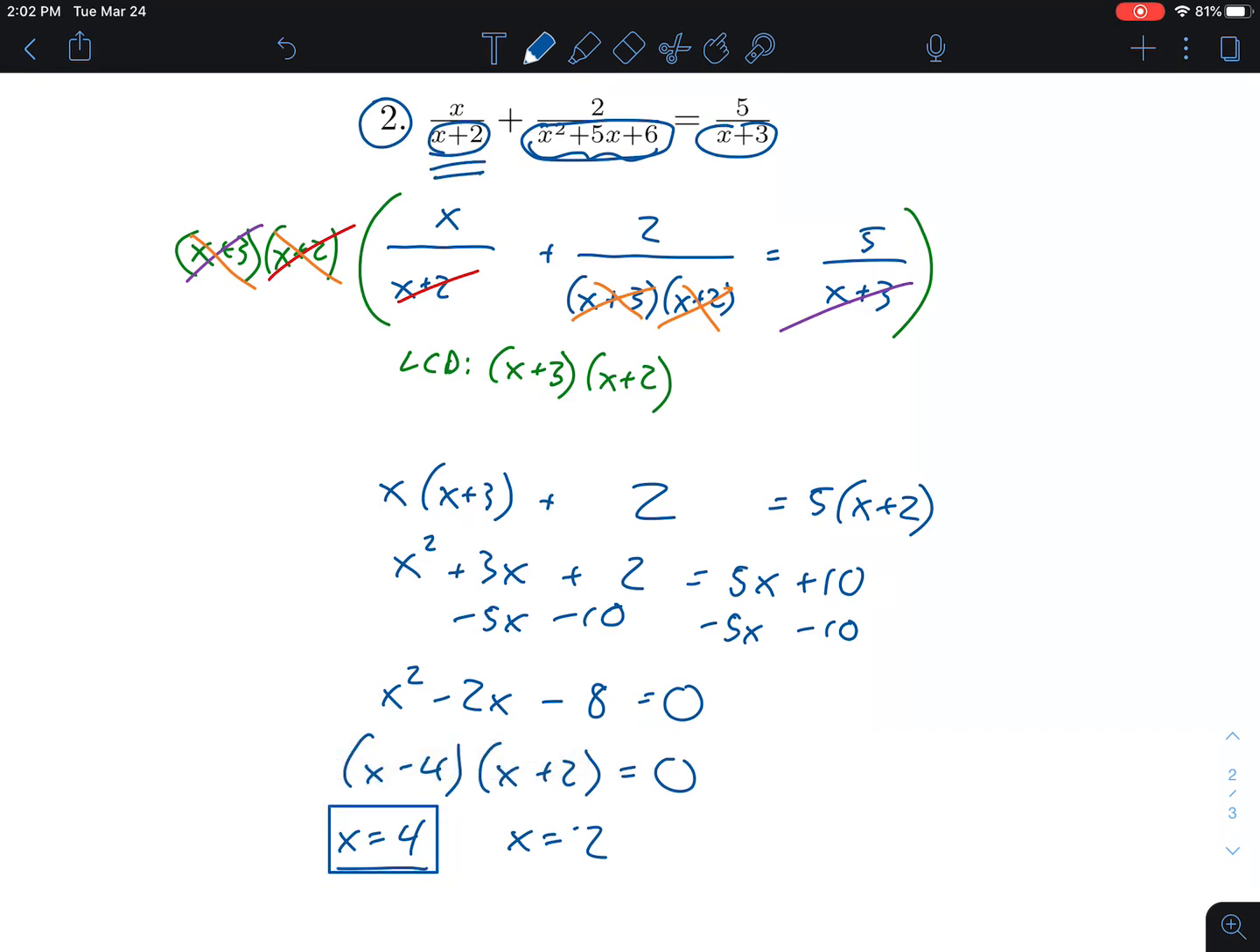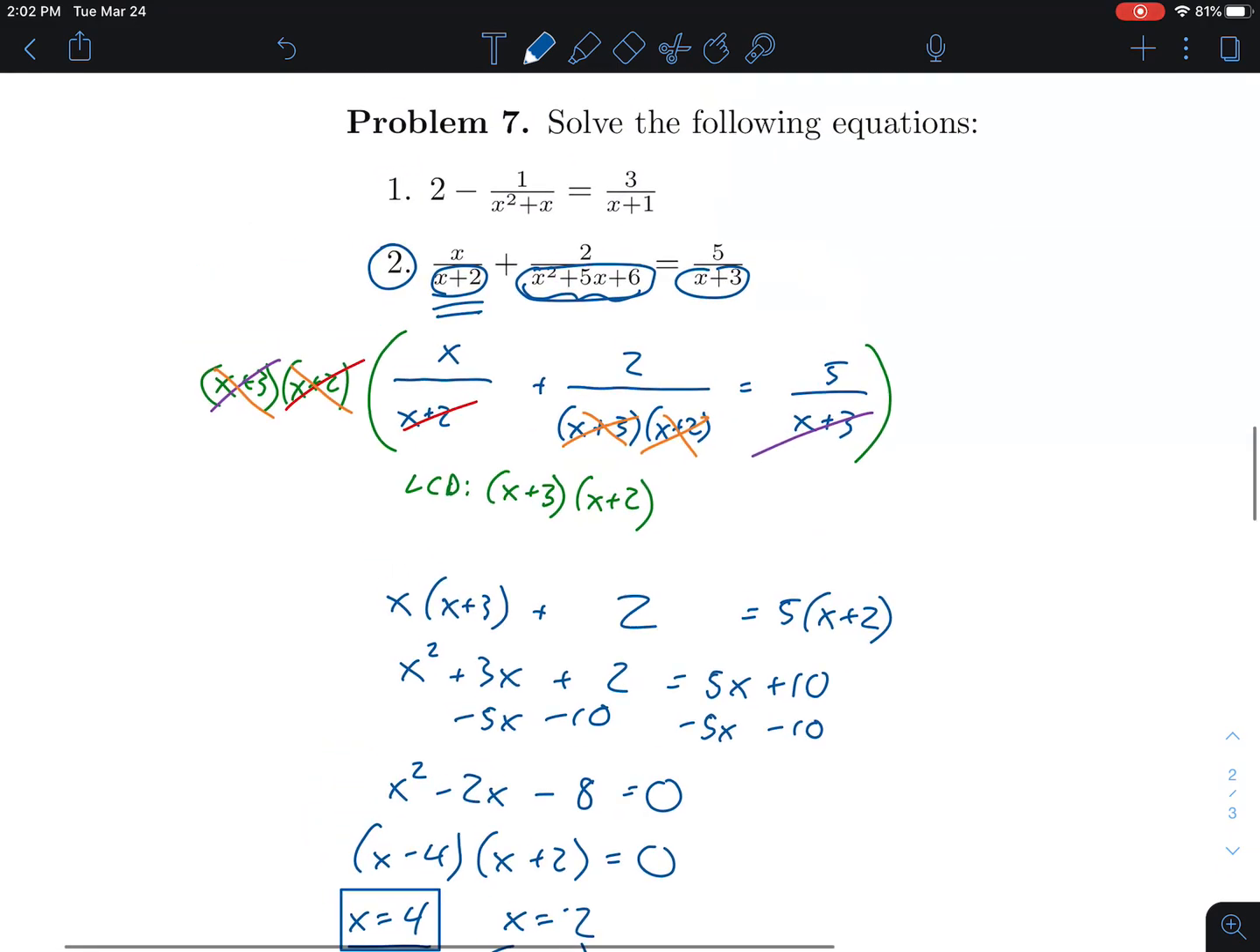The negative 2, however, plug it into here, I've got a problem. I can't plug in negative 2. It'll give me 0. So that's the extraneous solution. All right, so that's number 2 worked out.